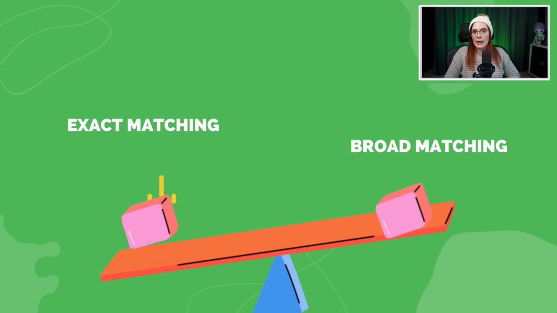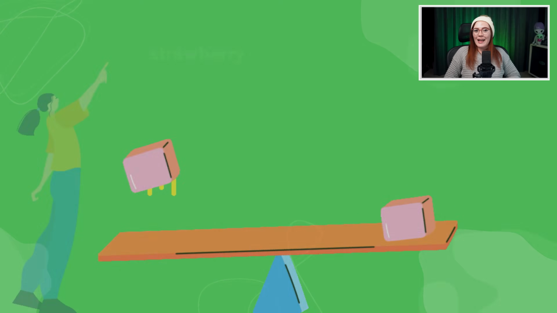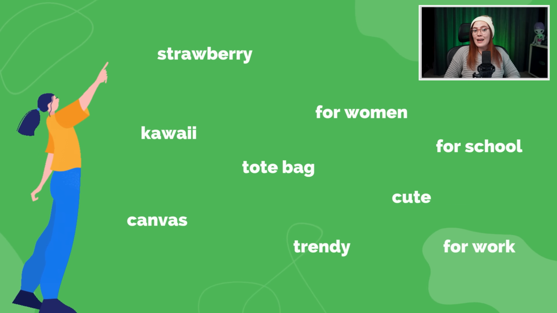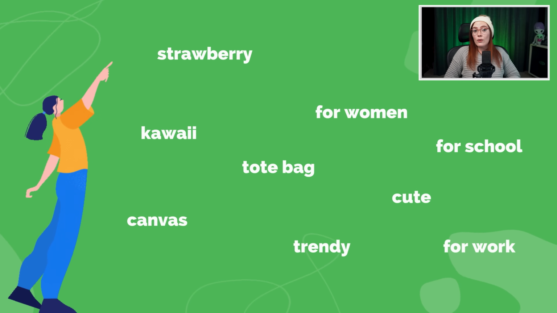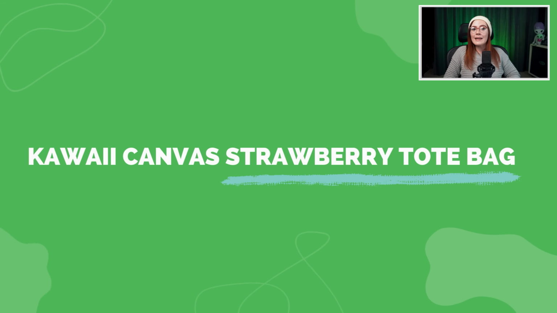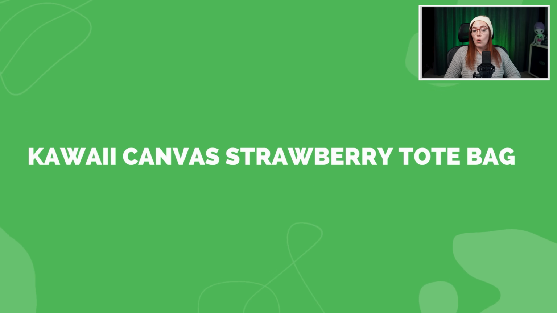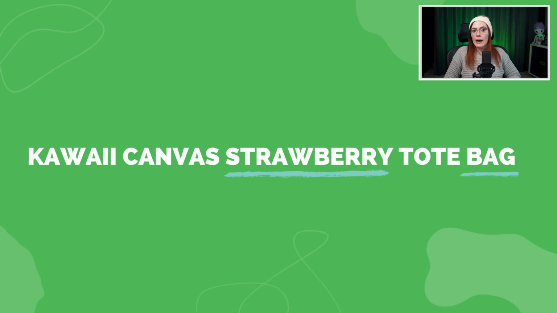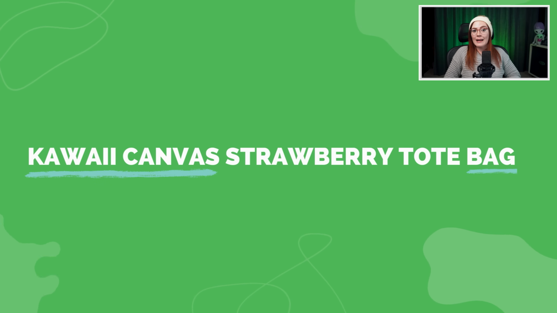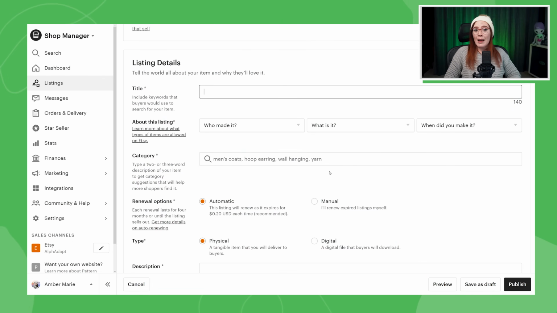It's called broad matching. During the process of broad matching, Etsy plays a fun little game of mix and match, where they put words from your tags and titles together, regardless of whether or not those words are next to each other. For example, in the keyword phrase, kawaii canvas strawberry tote bag, we would still exact match for strawberry tote bag, but we would broad match for kawaii strawberry, strawberry bag, canvas tote bag, kawaii tote bag, kawaii canvas bag, and so on.